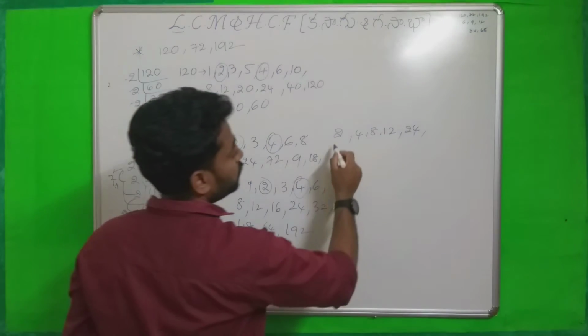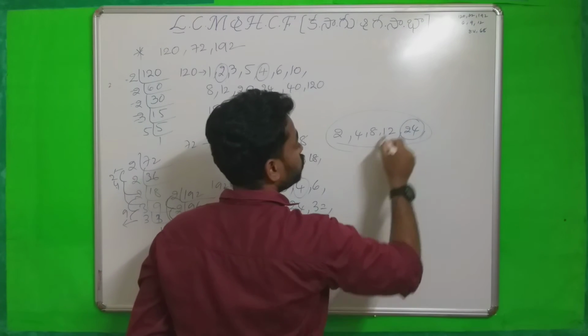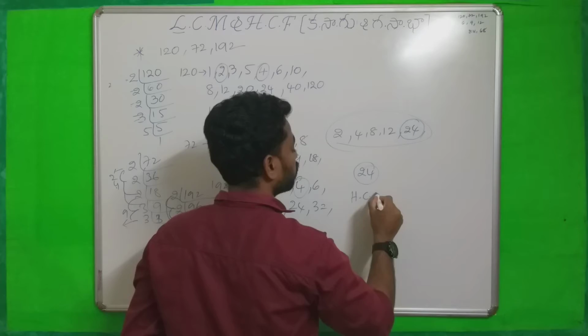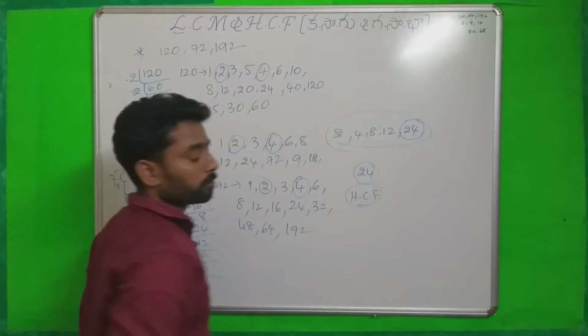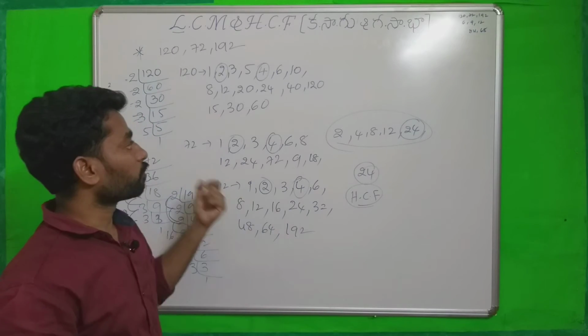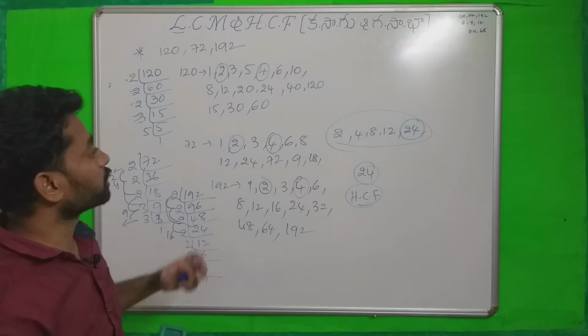So these are the common factors. In this, the highest one is 24. This is called highest common factor. This is by writing factors. It is a lengthy process, but you just have to know the process now. That's why I am explaining.